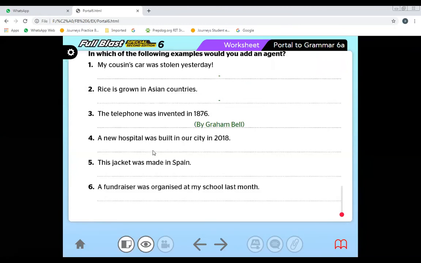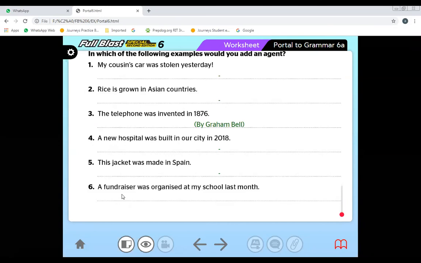What about number 4? A new hospital was built in our city. Who built it? It's normal, it's the government. It's known. So is it necessary to write the agent? No, it will be dash. Number 5. This jacket was made in Spain. Who made it? It's known. So is it important to write the agent or not? No. It's unknown. Excellent.